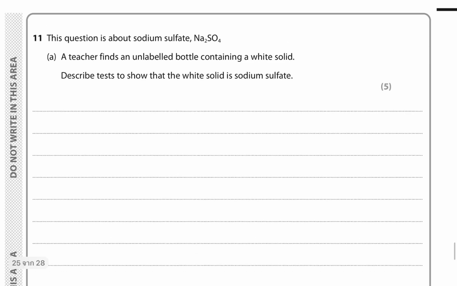Question 11, which is the last question of this paper. This question is about sodium sulfate. A teacher finds an unlabeled bottle containing a white solid. Describe a test to show that the white solid is sodium sulfate.